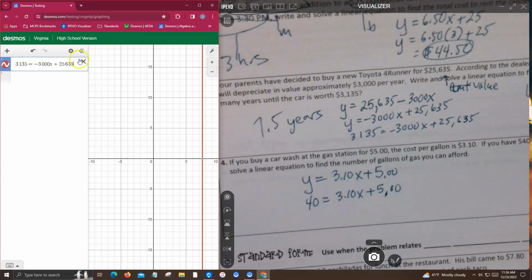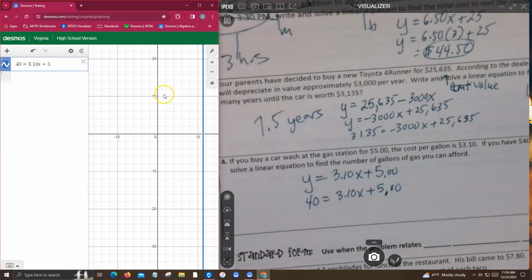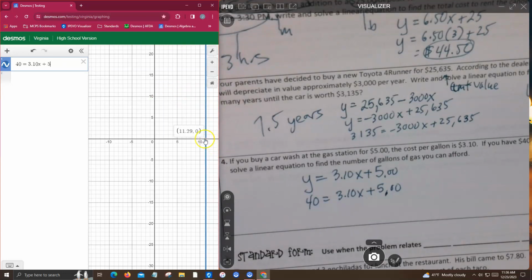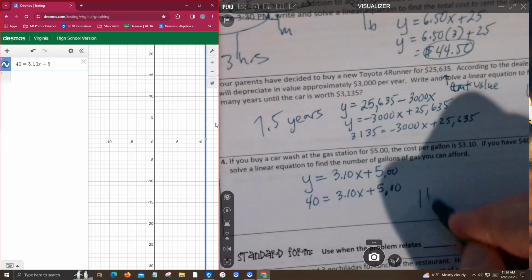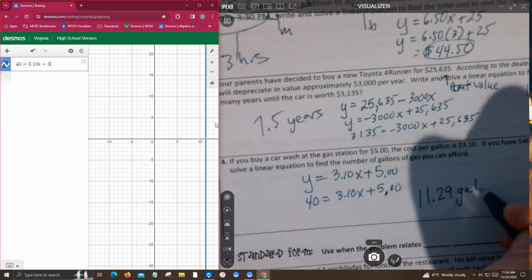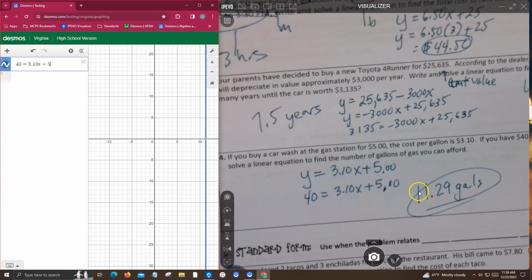So I would go over here and just type that line in. 40 equals 3.10x plus 5. And see how you can't really see it? If I zoom out, now I can see it. And it looks like the answer is 11.29. So I guess I could technically pump that. It's not really realistic, but 11.29 gallons of gas. Okay, I might be able to do that. I mean, now that we have digital gas pumps, we might be able to do that.